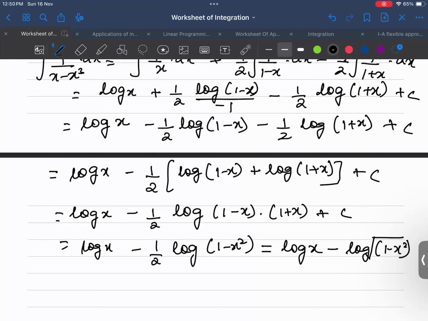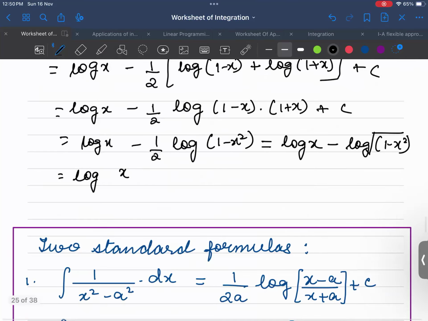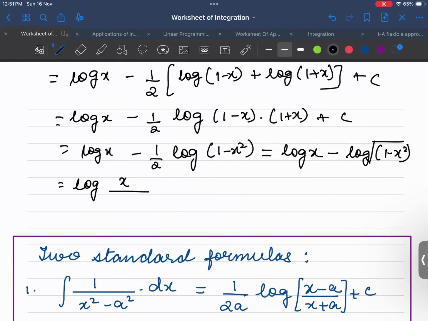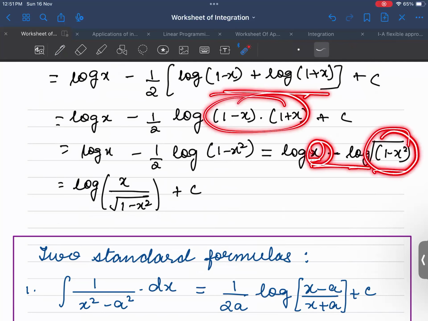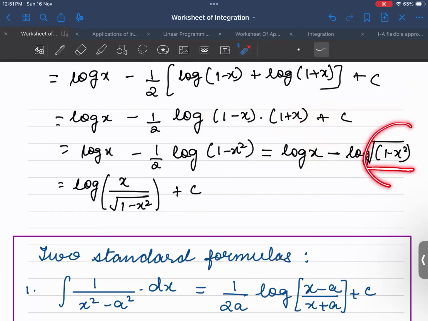Right? Now we are solving it. Log of x upon under root 1 minus x square, plus c. Because of the minus sign, it means it's a division. If it would have been plus, then we would have multiplied it here. Now it's a subtraction, which means x divided by whatever the factor or variable is there: x upon under root 1 minus x square. So this becomes your answer.